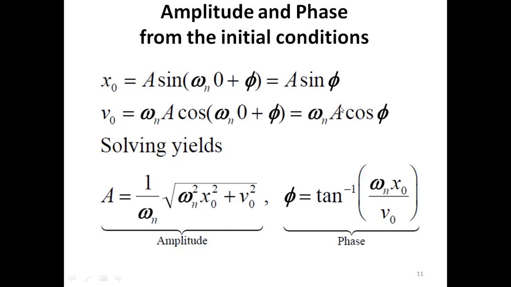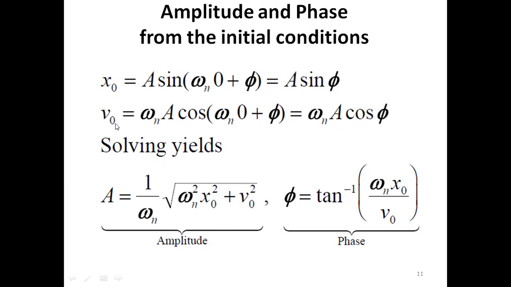We could play with these two equations so that we could find the capital A amplitude and the φ. So if I multiply our first equation with ω_n, I would have ω_n x₀ equal to ω_n A sin φ. And then I'm squaring this equation and also squaring the other equation and then adding. When I square this equation, we would have ω_n² x₀² equal to A² sin² φ.